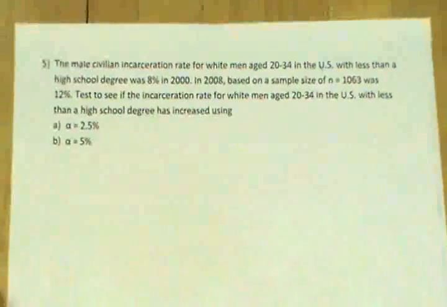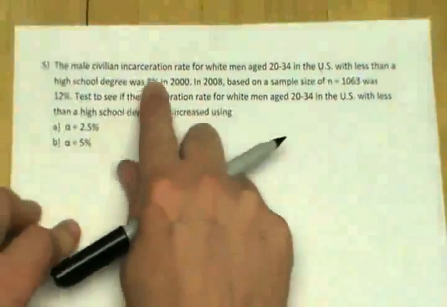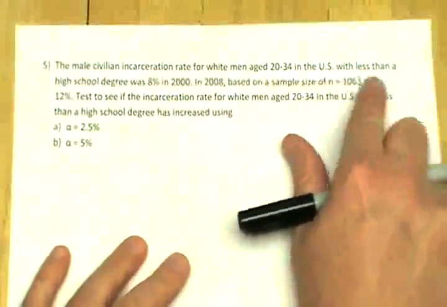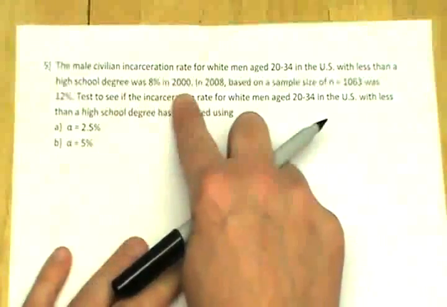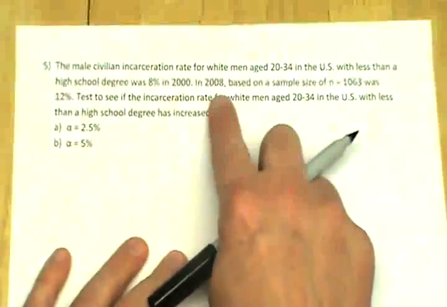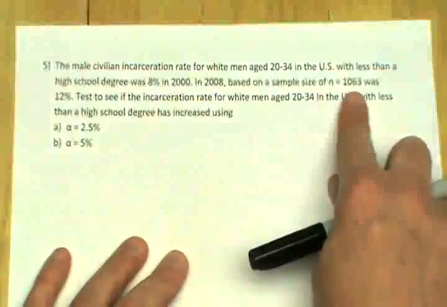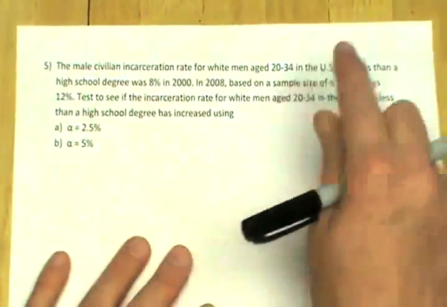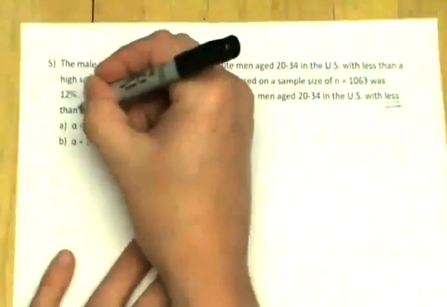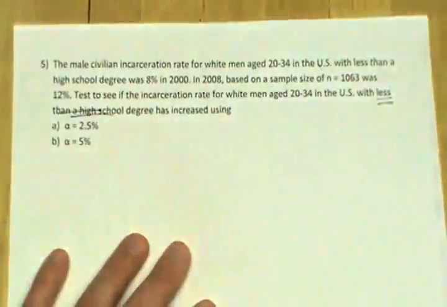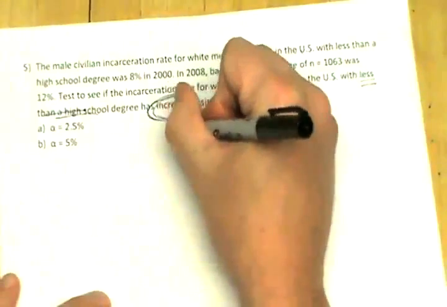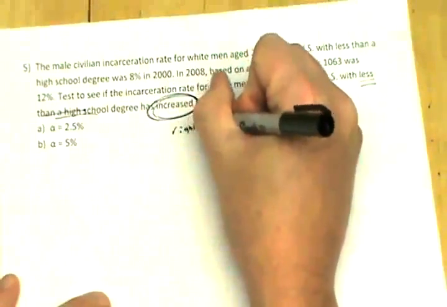So here's another one. The male civilian incarceration rate for white men aged 20 to 34 in the United States with less than a high school degree was 8% in 2000. In 2008, based on a sample size of 1,063, it was 12%. Test to see if the incarceration rate for white men, I'm sorry, with less than a high school degree has increased. So that would tell you that it's a right tail test.